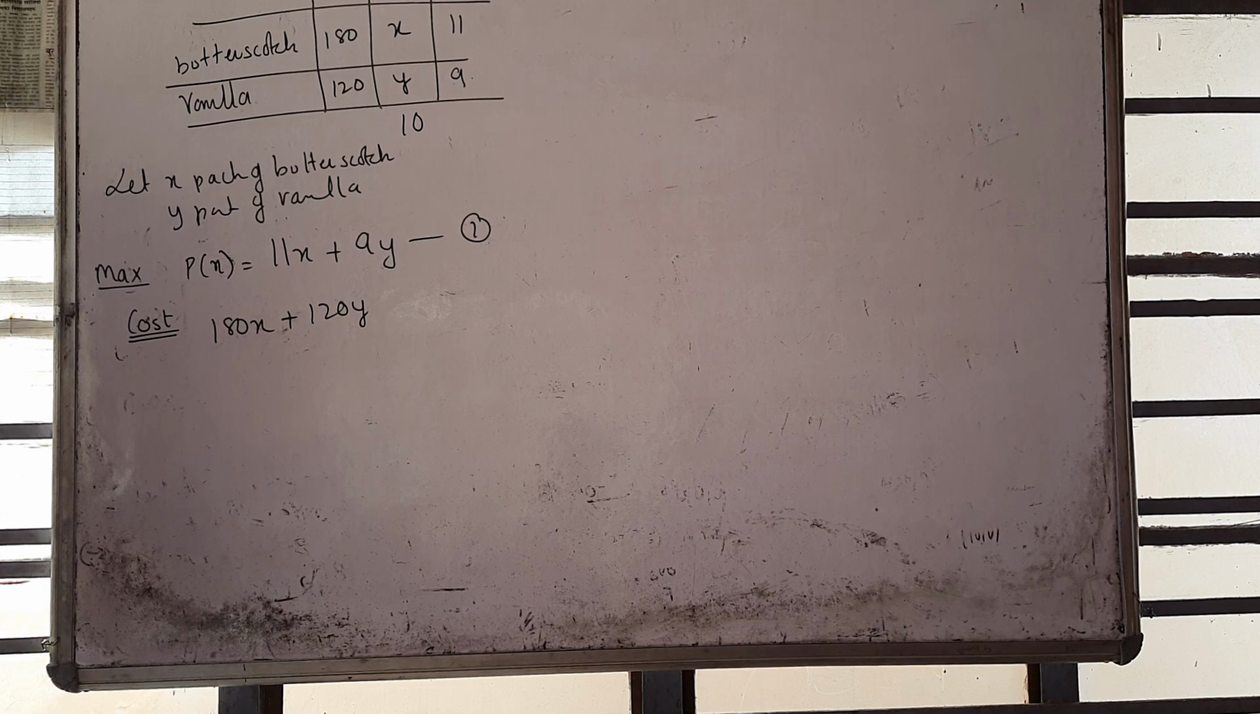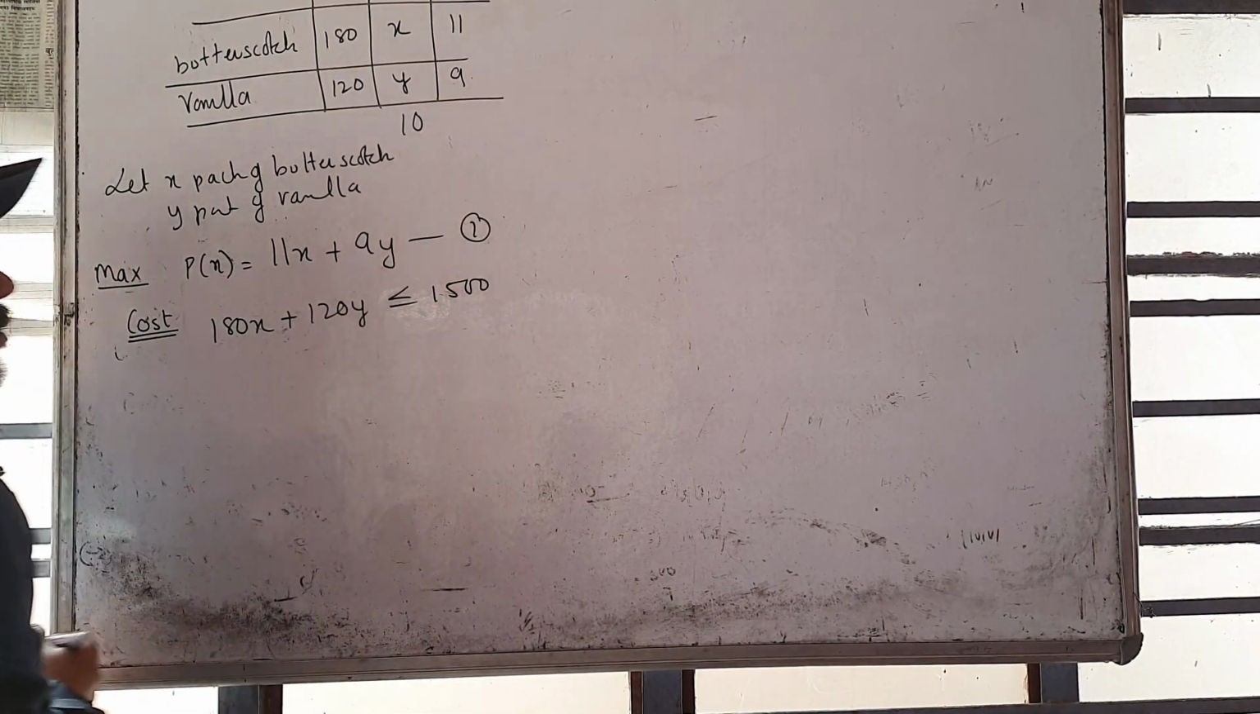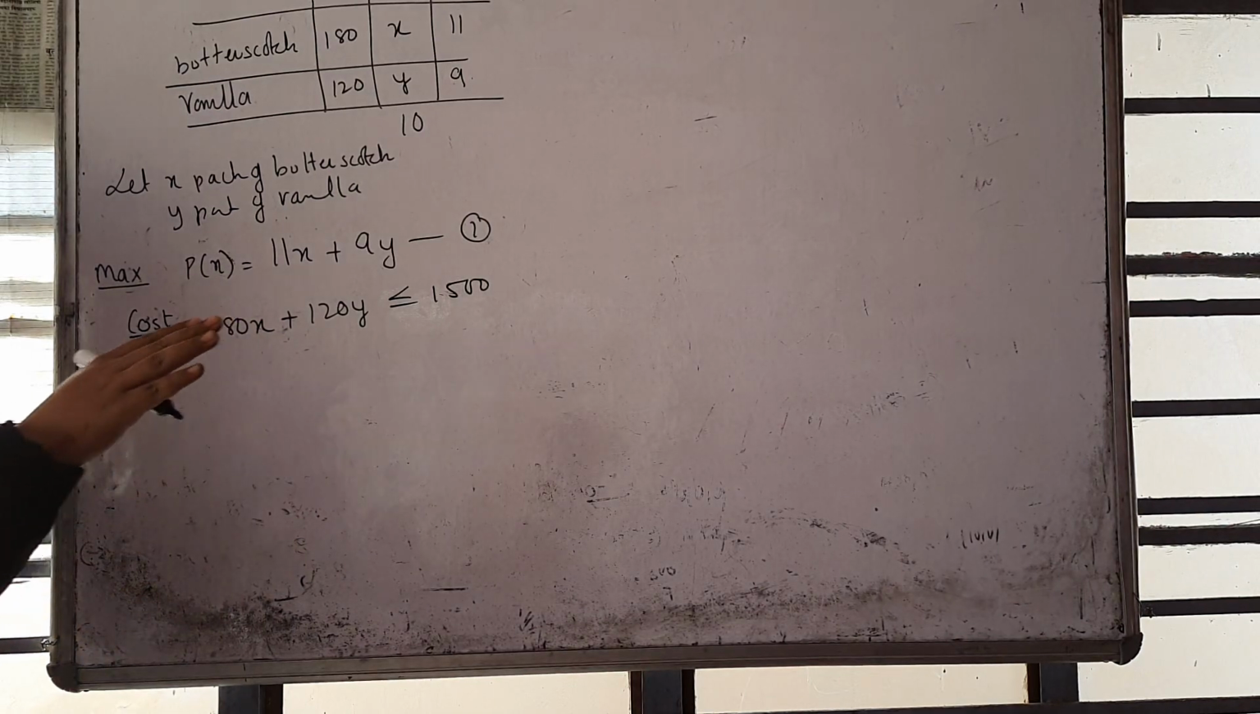And how much money do you have in total? 1500. That is your max. If I say I have 1500, does it mean that I have more than 1500? That is my maximum money, isn't it? So maximum is represented by what? Less than or equal to 1500. Is it clear, everyone? Make it small.